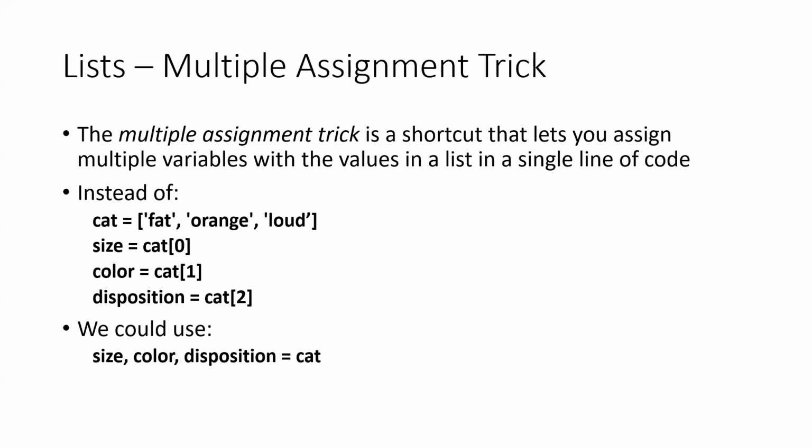All right, we talked about the multiple assignment trick several times. This will be on the exam, so pay attention to it. The multiple assignment trick is a shortcut that allows you to assign multiple variables with the values in a list in a single line of code. So for example, if we have cat equals this, note that if we want size to be equal to this one, color equal to this one, and disposition equal to this one, we can shorthand that by typing this in specifically.